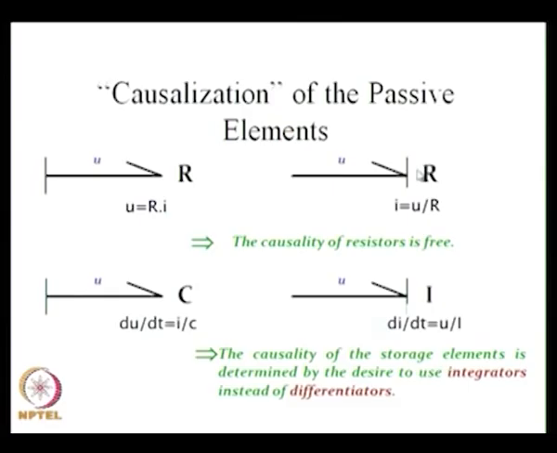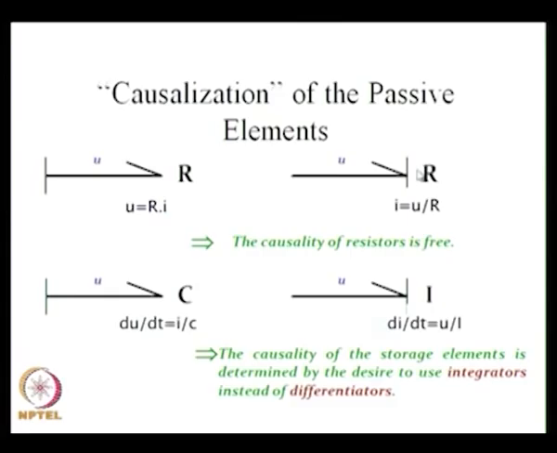Then coming to the C element, here you cannot have various causalities because you can have only one kind of relationship. This is a differential relationship, du by dt is equal to I over C. Normally we can write it as 1 over C integral of u dt. So I is equal to 1 over C integral of u dt. That is the relationship you can find for this. In this causality you will be getting an integral relationship for the I. We should not go for the differential relationship.